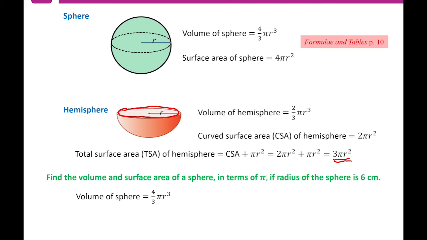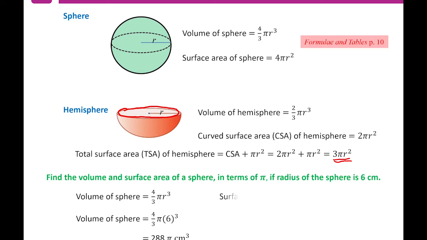Step 2, substitute in the dimensions given. Our volume of our sphere is equal to 4 over 3 pi times 6 cubed. Substituting this into our calculator gives us our volume of the sphere as 288 times pi centimeters cubed.